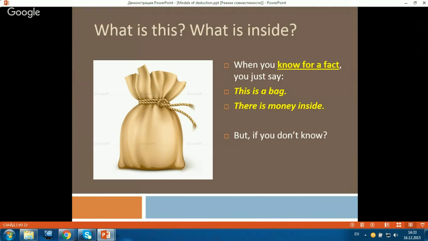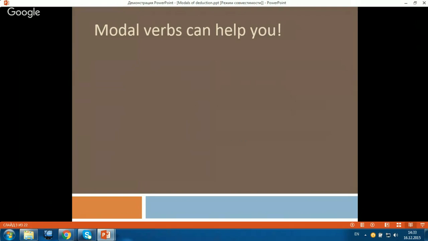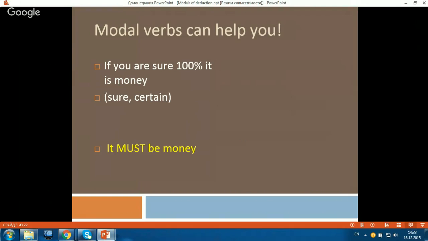But what happens if you don't know? Modal verbs can help you. And today, guys, we will discover what modal verbs can help you. If you are 100% sure it is money, but again, I repeat, you don't know for a fact, you are sure, you are certain, you need to use the modal verb must. It must be money. What else?